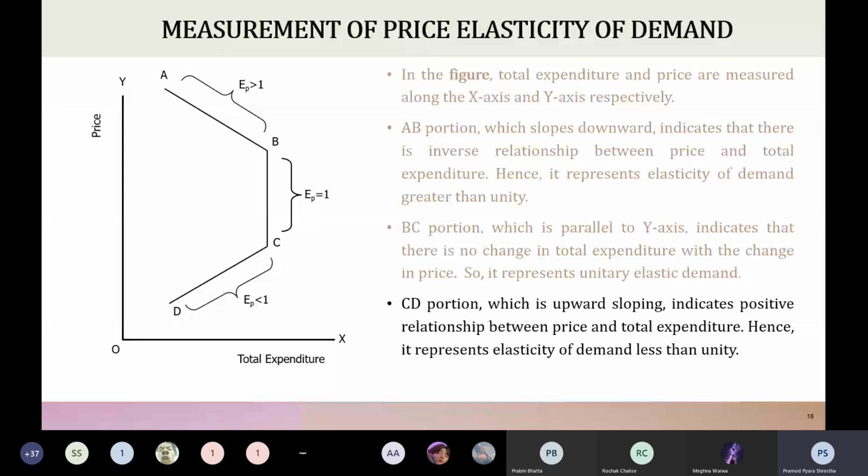It simply tells us the price elasticity of demand is greater than 1. So this is the limitation. If we need the exact numerical value of the elasticity of demand, then this method cannot be used. Okay, this is the total outlay method.